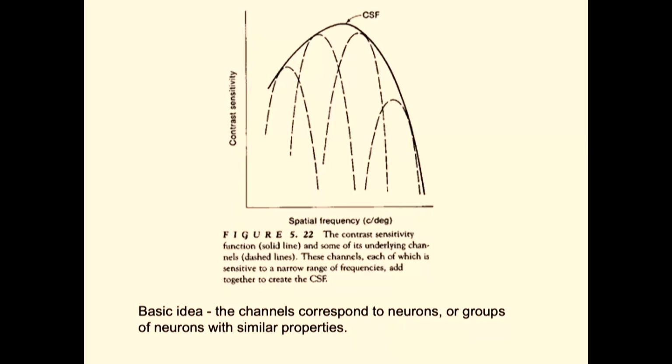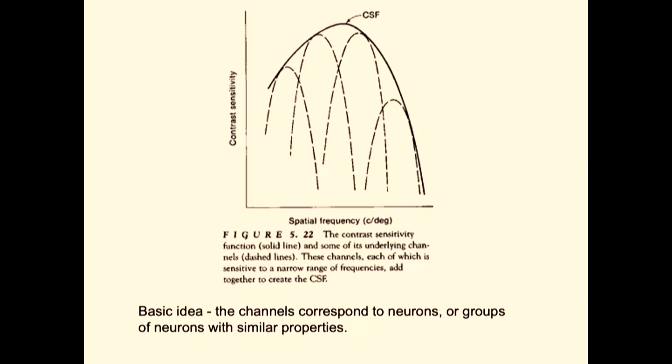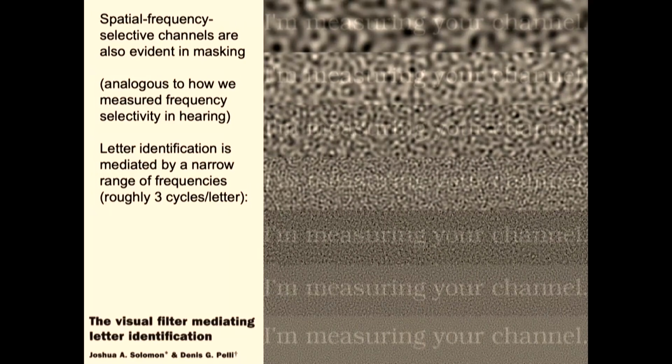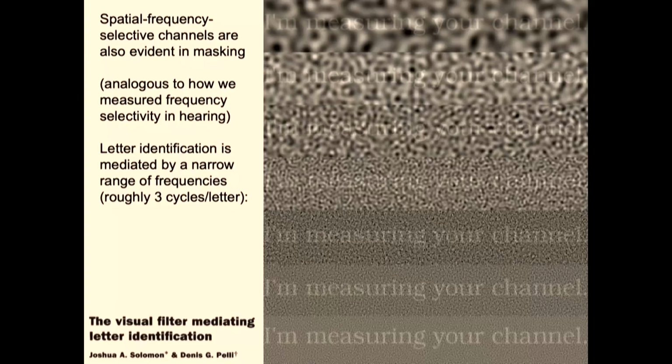So this suggests that the adaptation effects are probably mediated cortically, because that's where orientation selectivity arises. And so the idea here is that these channels kind of correspond to neurons or groups of neurons that have similar properties. All right, so we just measured all this stuff with sine wave gratings. But you can also find evidence for spatial frequency selective channels with masking. So that's how we really investigated frequency selectivity in hearing, right? Remember, we talked a lot about masking and their ability to detect a tone in noise and how that depended on the bandwidth of the noise and stuff like that, right? So this is the same idea, but just applied to vision.